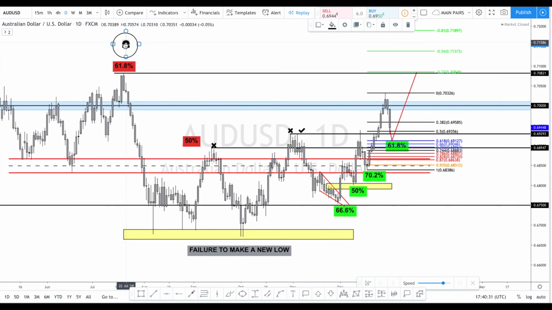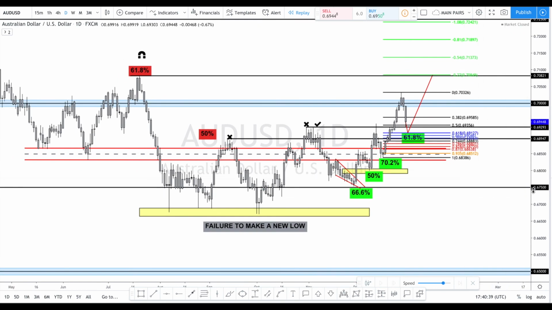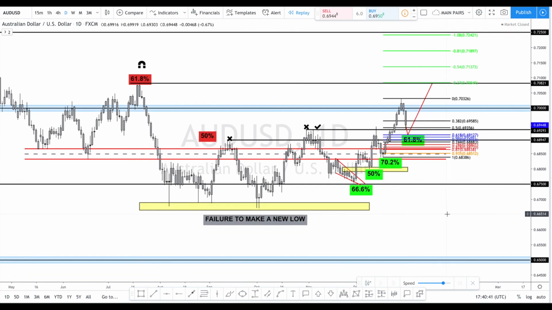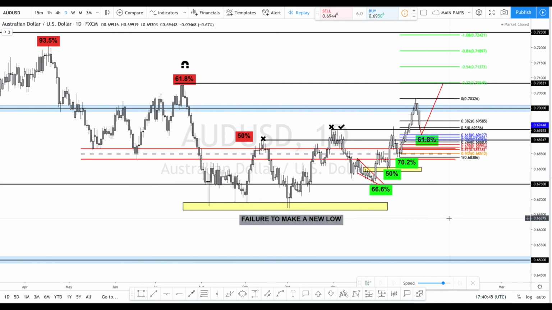We're going to have one more pullback, and then we should see price reach higher for that 7821 region. So obviously this is getting more and more detailed now as you understand the approach to the market and what we should be seeing.